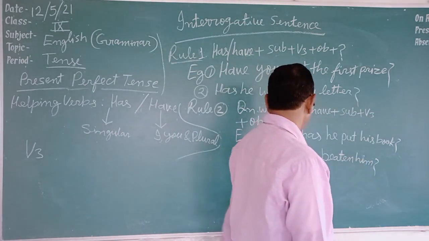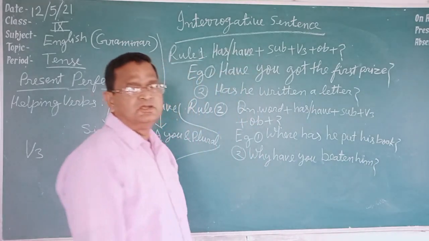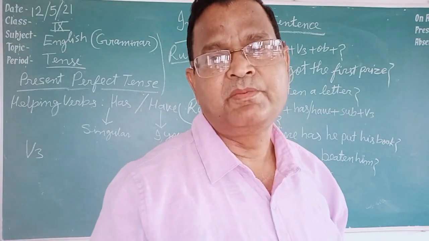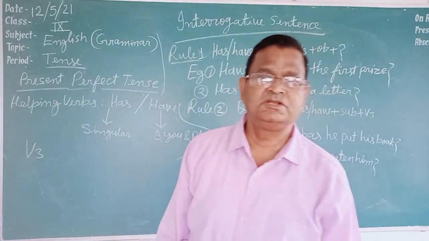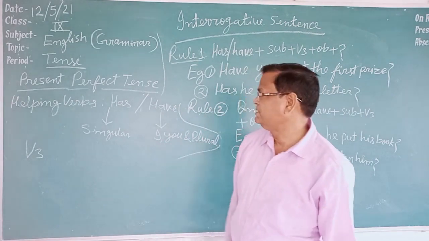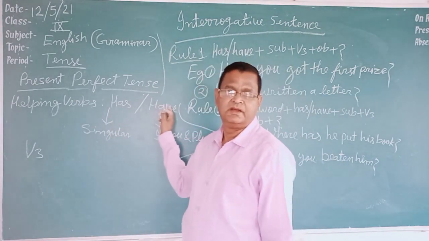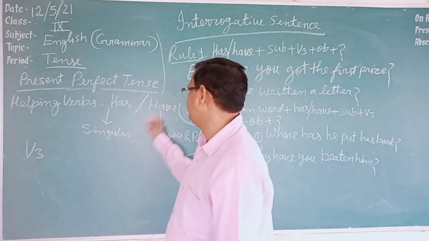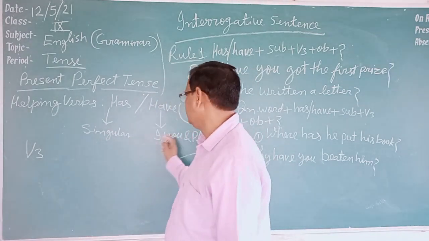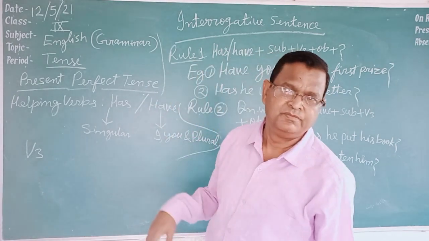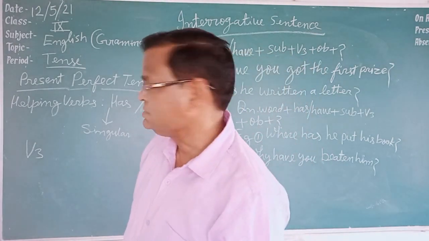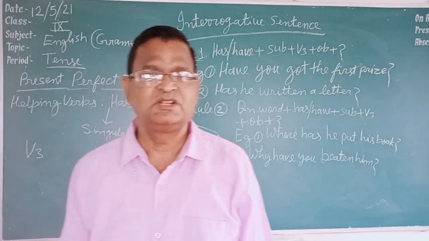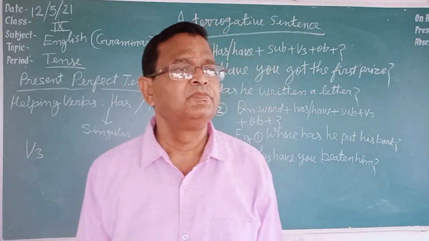Then the object is him. So in this way, students, today I have taught present perfect tense. In this tense, you have known that there are two helping verbs, has and have. Has is followed by a singular subject and have is followed by I, you or a plural subject. And I have also told you that in this tense the verb third form is used, the past participle form.